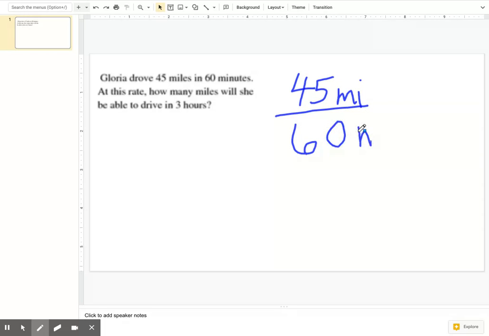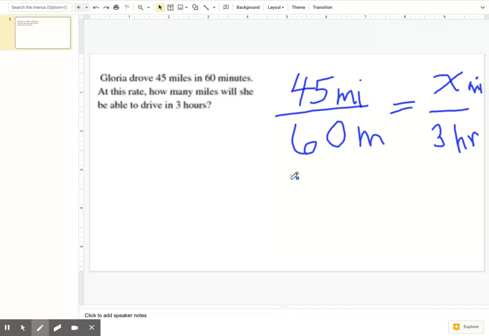Okay. And then we want how many miles, so I'm going to call that X. How many miles will she drive in 3 hours? Usually on the left side of a proportion we have our units, and the same units are on the right side. So miles to miles and minutes to minutes.